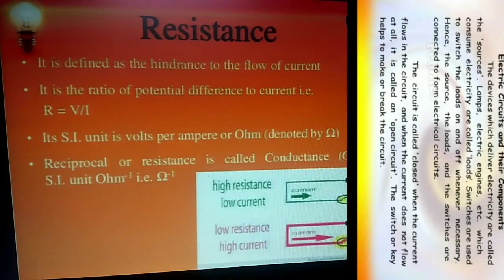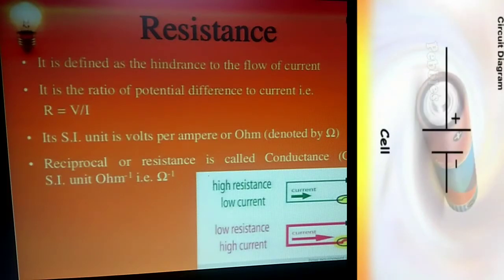As we have discussed frictional force in mechanics, in the same way resistance is the hindrance or obstruction for the flow of electrons or charges in a conductor. That is, it is defined as the hindrance to the flow of current. It is the ratio of potential difference to the current, that is R is equal to V by I. The SI unit is volts per ampere or ohm, denoted by the symbol ohm.